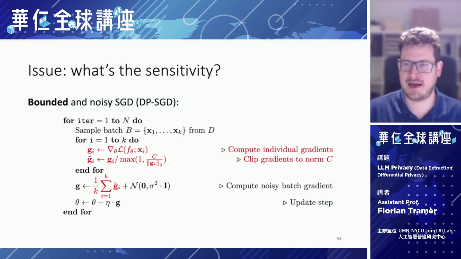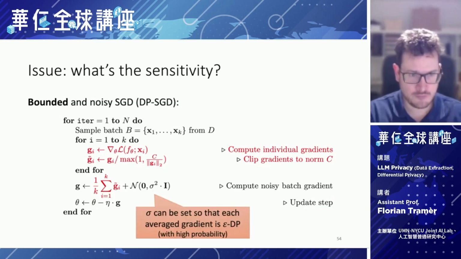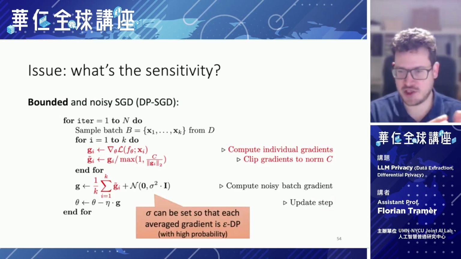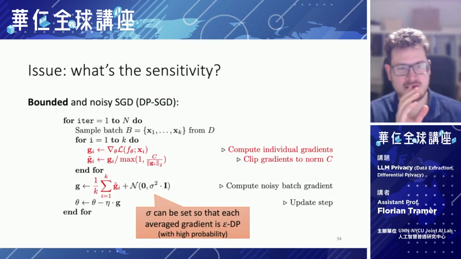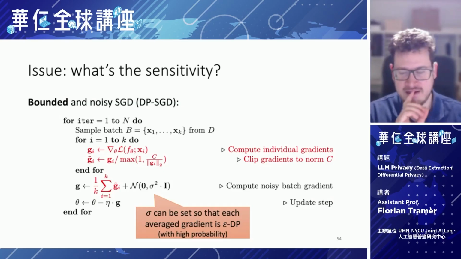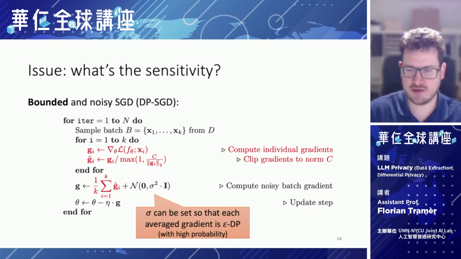And we then add noise. We set the standard deviation of the Gaussian so that we can show that each individual gradient is differentially private with very high probability.